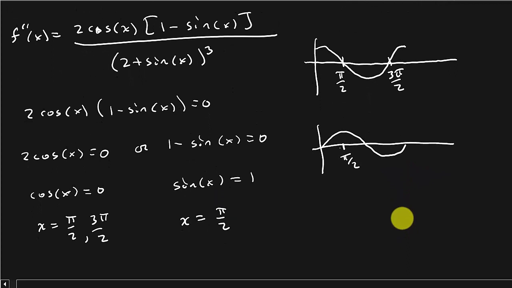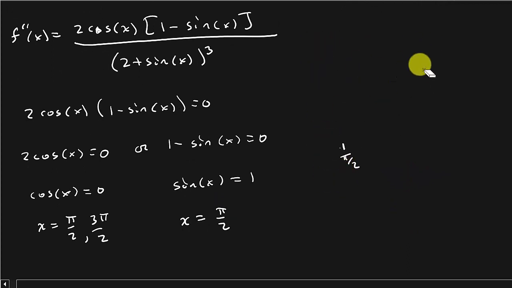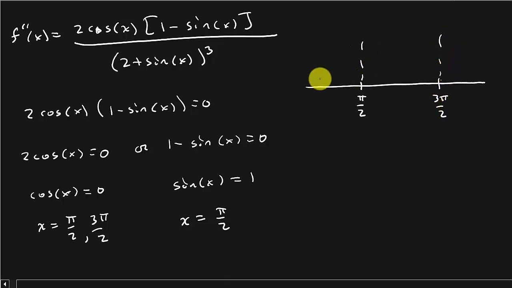All right, so now let's do our number line. So I've got pi over 2 and I've got 3 pi over 2. And so I'm going to do x equals, how about pi over 4? And remember, I want to stop it at 0 and I want to stop it at 2 pi. And I'm going to do x equals pi. And then how about 5 pi over 3? That's like 300 degrees. That's between 270 and 360.